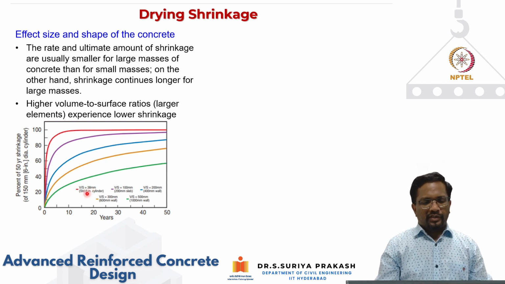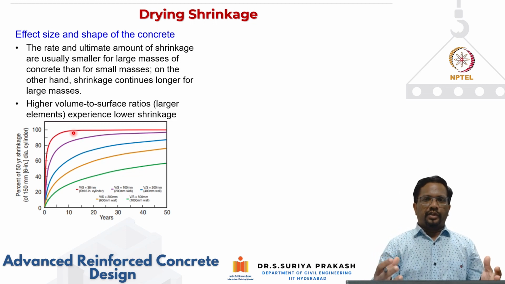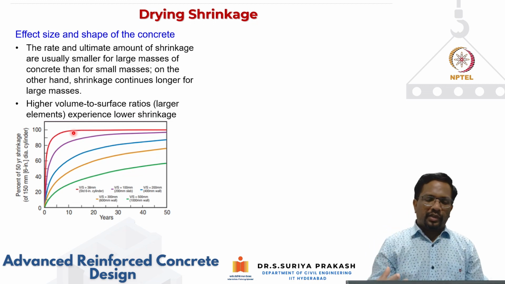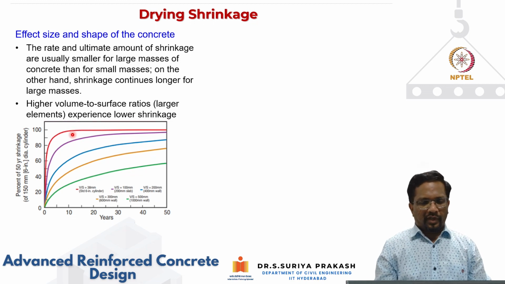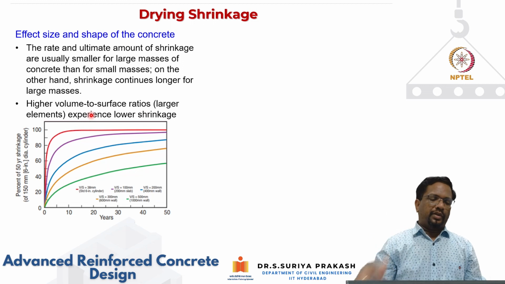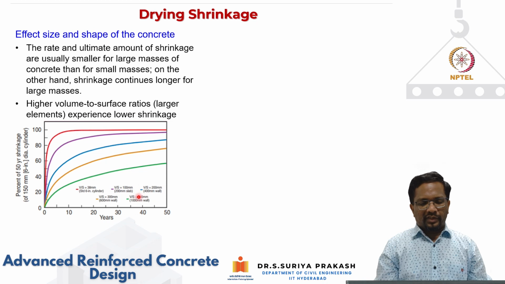But if your V by S values are lower, for example 38 mm, you see here, you are going to have larger shrinkage. That means if you have a larger surface area, which gives a passage for the water or moisture to escape out of the system, then you will have more shrinkage. So that is what we are trying to say here. For specimens with higher volume to surface ratios, larger elements generally experience lower shrinkage. However, for a particular volume, if you have a large surface area, then your shrinkage is going to be higher. Okay, so the rate and ultimate amount of shrinkage are usually smaller for large masses of concrete. That is what we are seeing here.